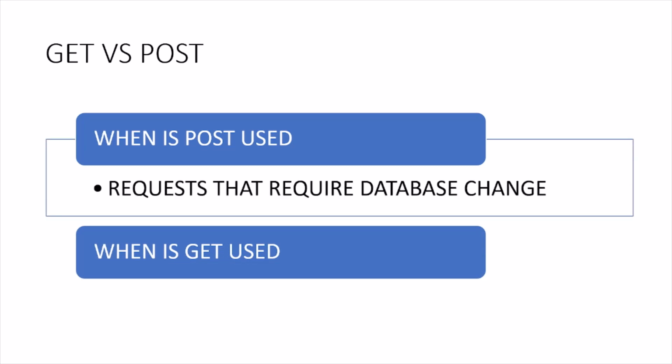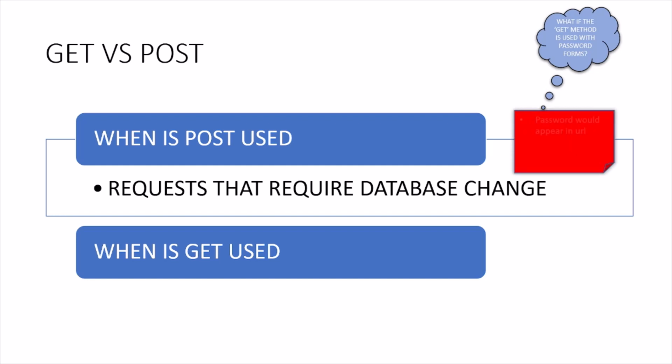The post method will be used for requests that require changes to be made in the database on the server, and also with password forms. What happens if we use the get method with password forms could be a question. Well, remember with the get method, the data is going with the URL, that is, appended to the URL. And if it is a password, then the password is going to appear in the URL. It's also going to appear in browser history as well as in server logs, and all in plain readable text. And that's a big security risk.